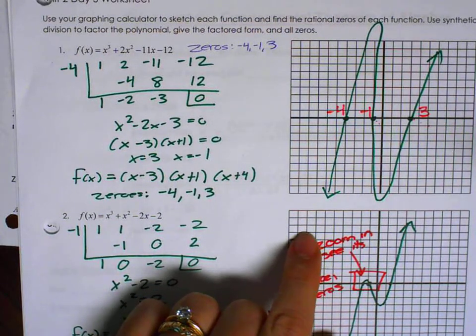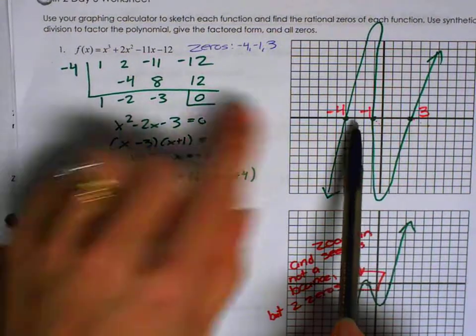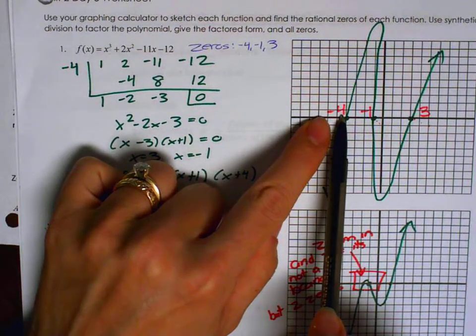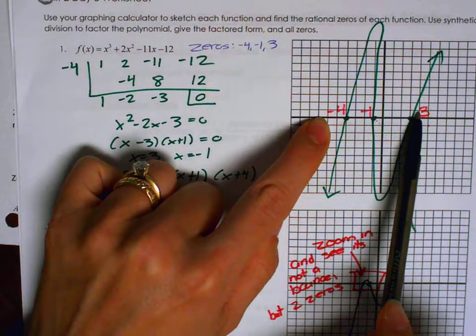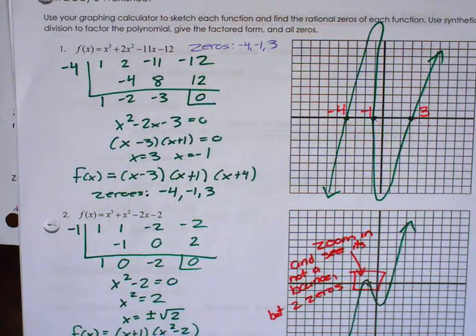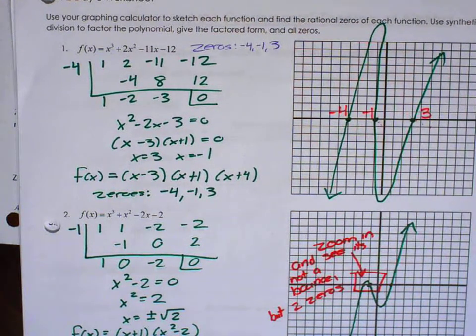2 turns. So I can look at it, and I can find my zeros right away from my calculator, and they're -4, -1, and 3. Because of that, I don't really even need to go through synthetic division on this problem. It asks me to give the factored form. Well, if you have the zeros, how do you go from zeros to factors?